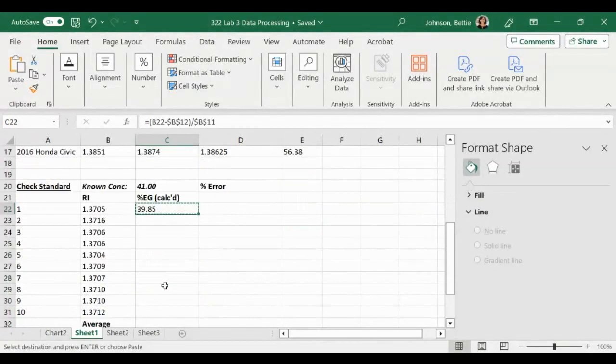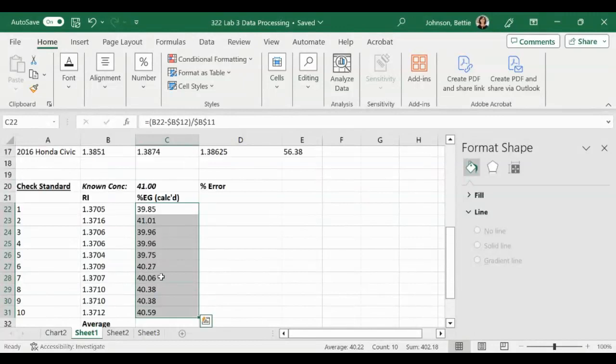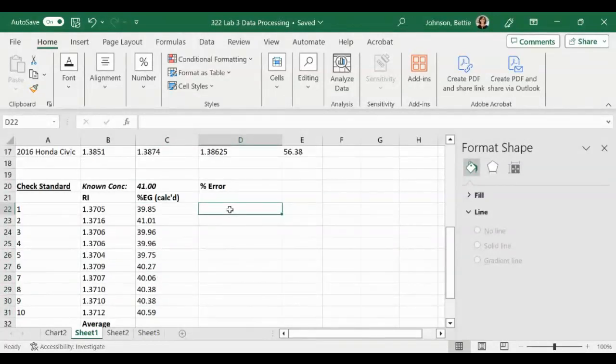I'm going to copy the formula, and you can either do Control V or Control D to paste that formula down. We can calculate a percent error for each value by using this formula: equals, select the concentration to the left of this cell, and then minus the known concentration. We're going to have to use the dollar signs so that we go to the same known concentration every time. So it'd be $C$20.